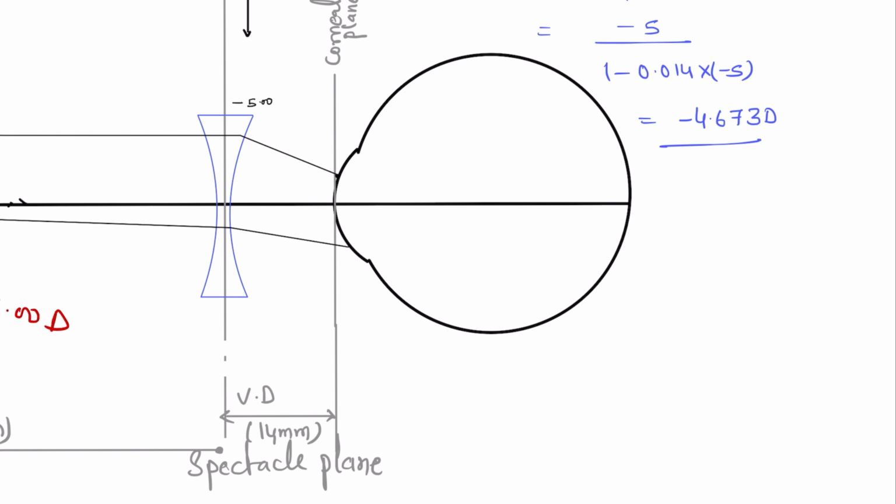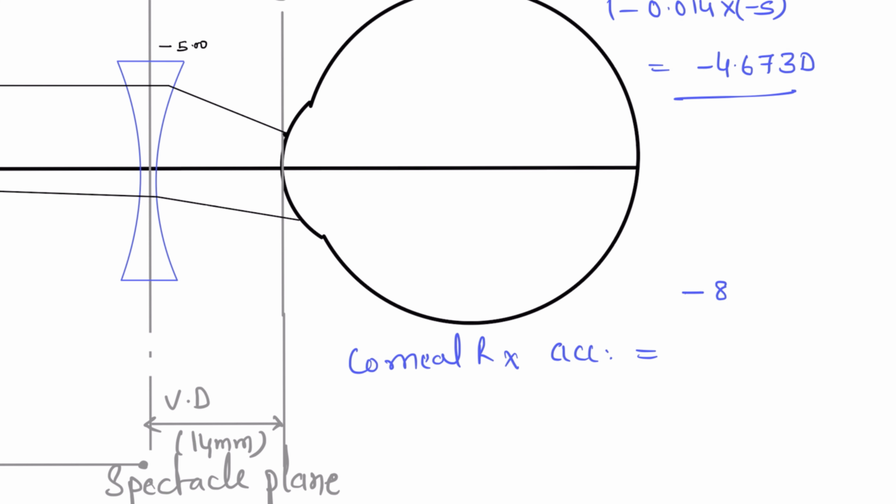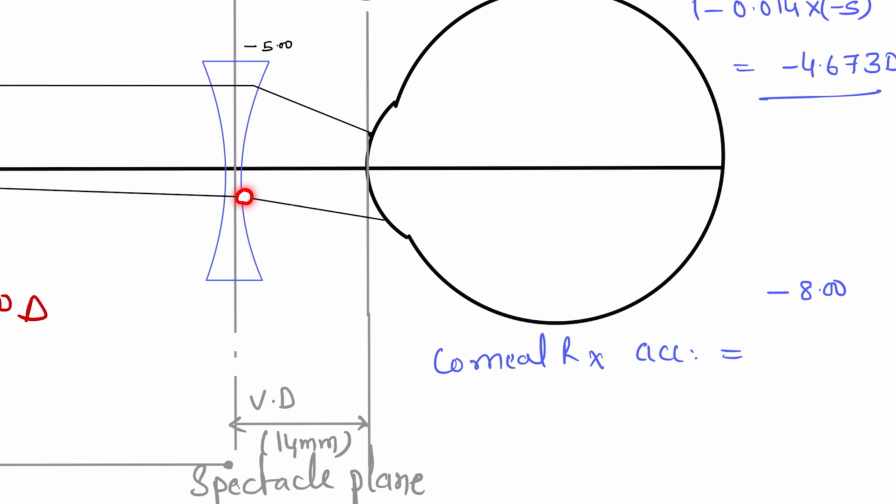And what will be the corneal plane refraction when accommodation is active? We know the divergence of light here is minus 3 and the power is minus 5. So the total is minus 8 at this particular point.